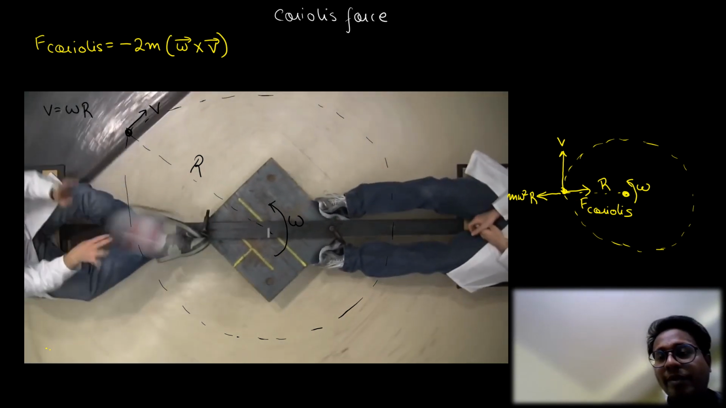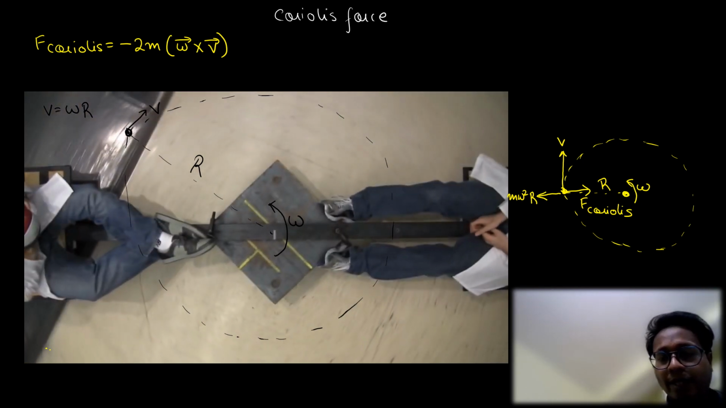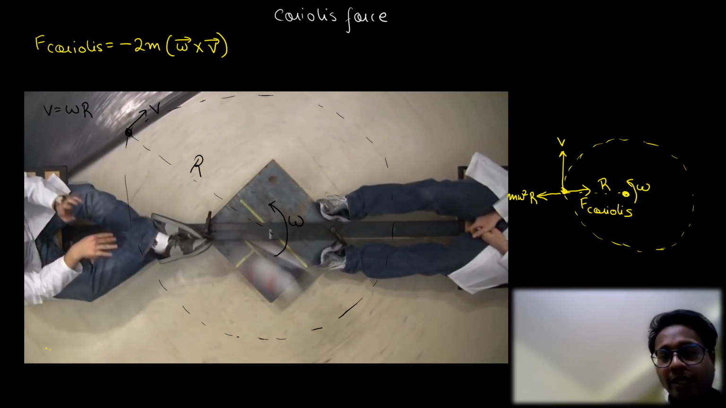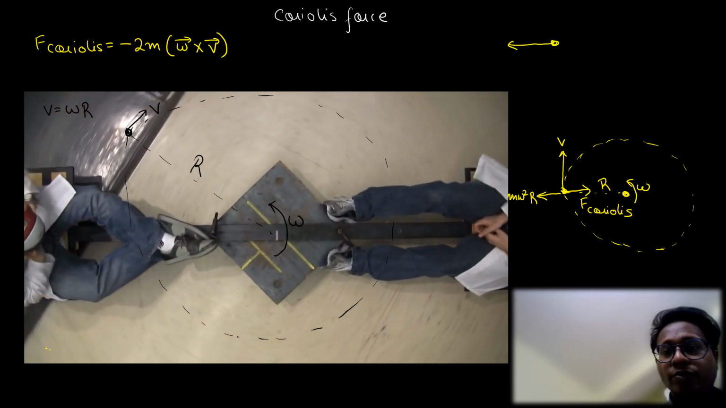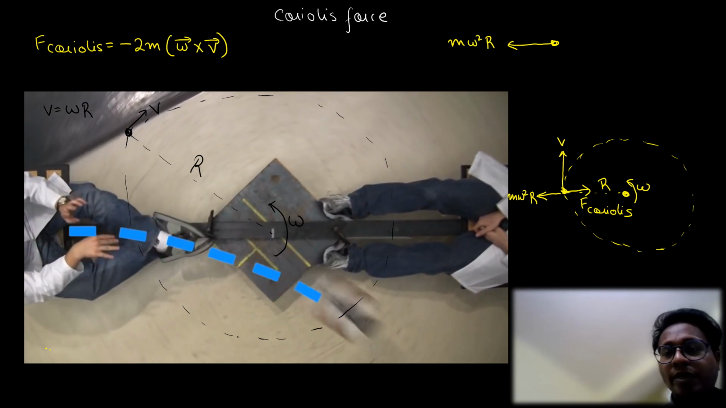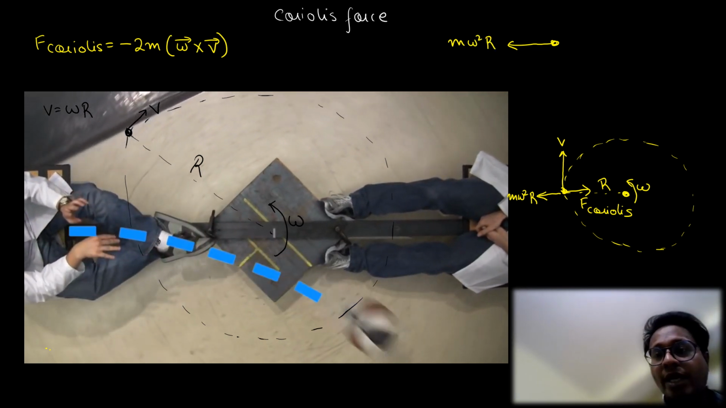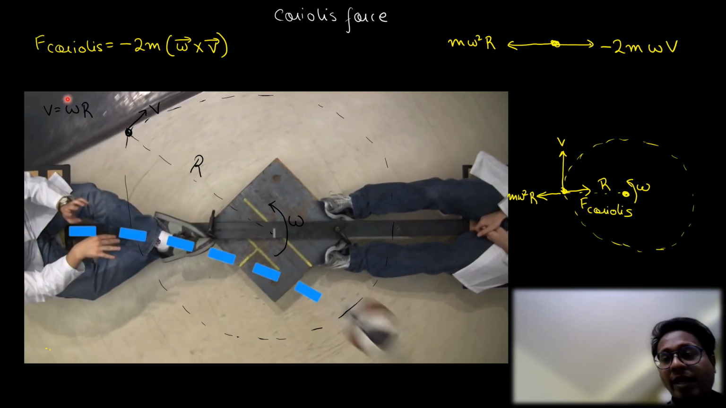So if we analyze the same particle out here, I'm drawing this particle out here. The outward force is m omega square R, where R is the distance from the axis, and the Coriolis force is minus 2m omega into v. And what was the value of v? The value of v was nothing but omega r.